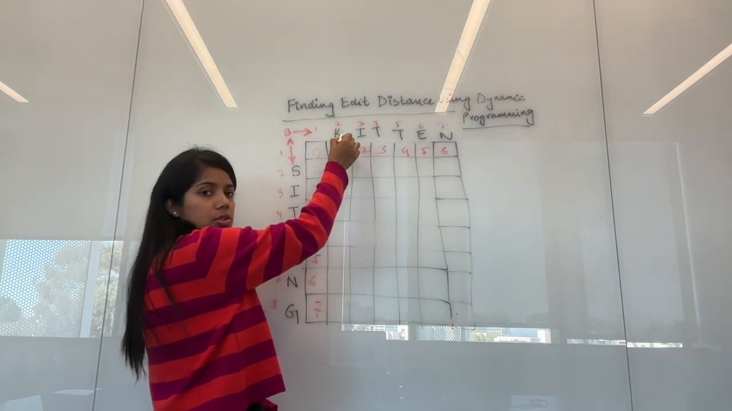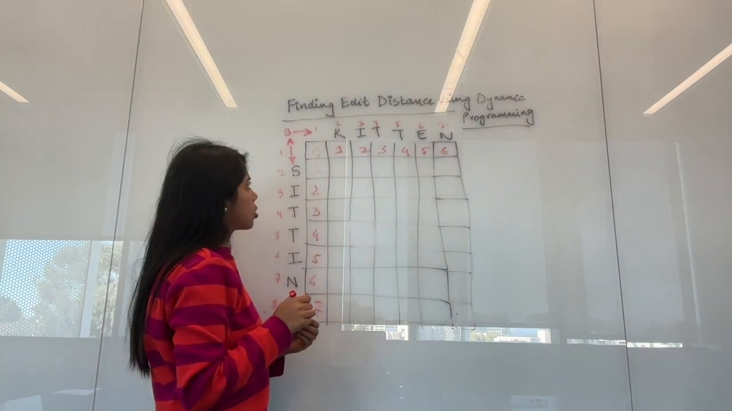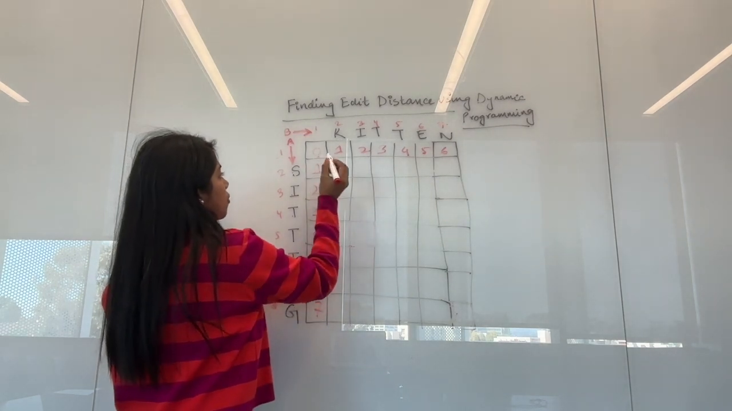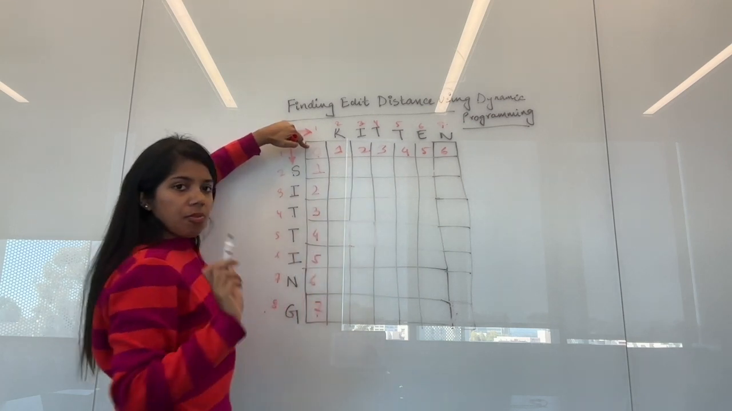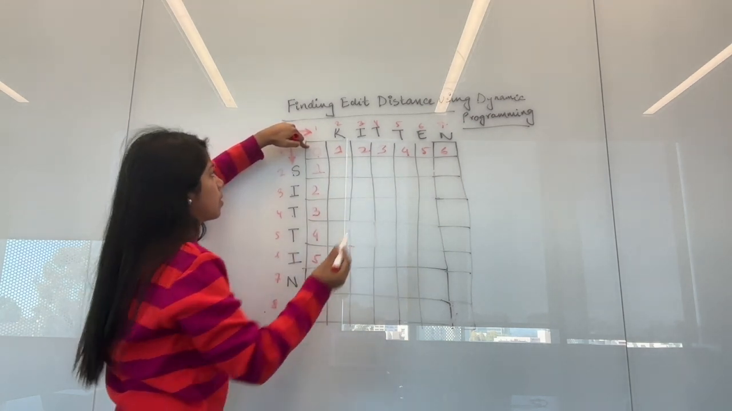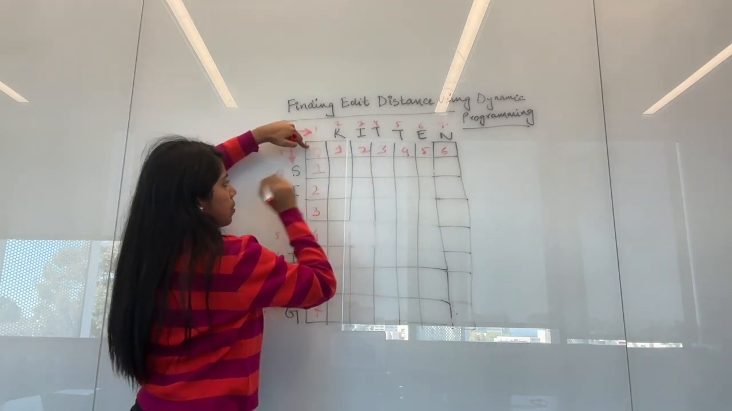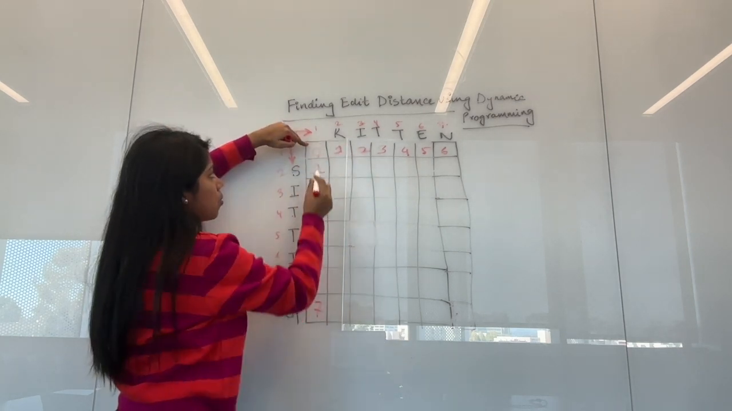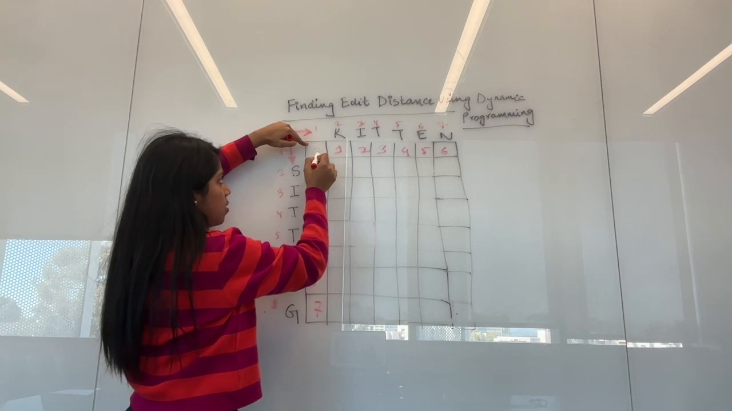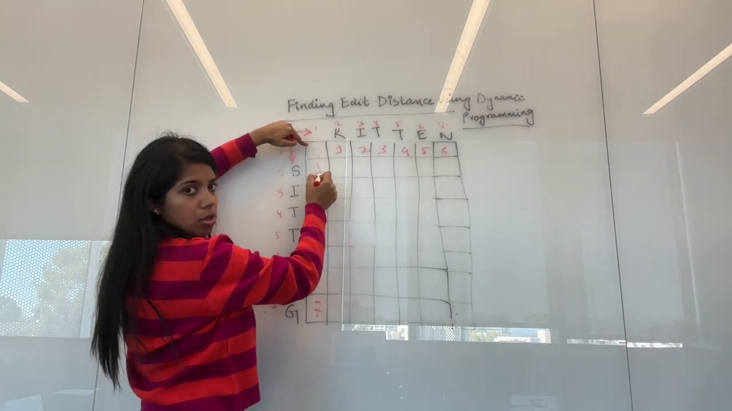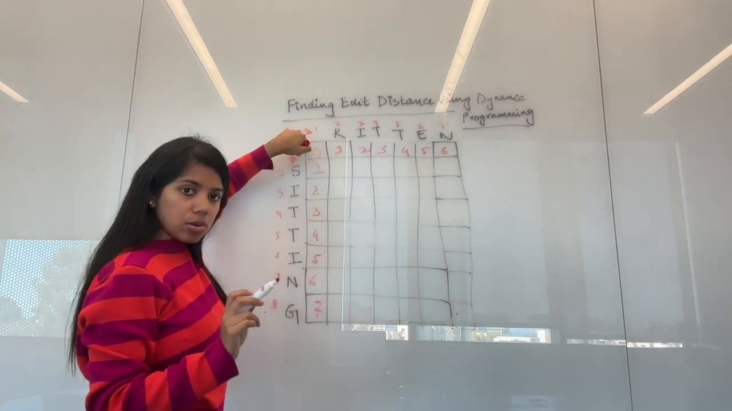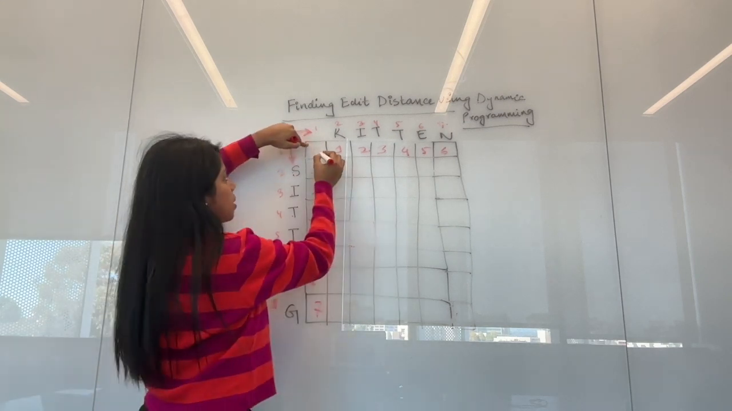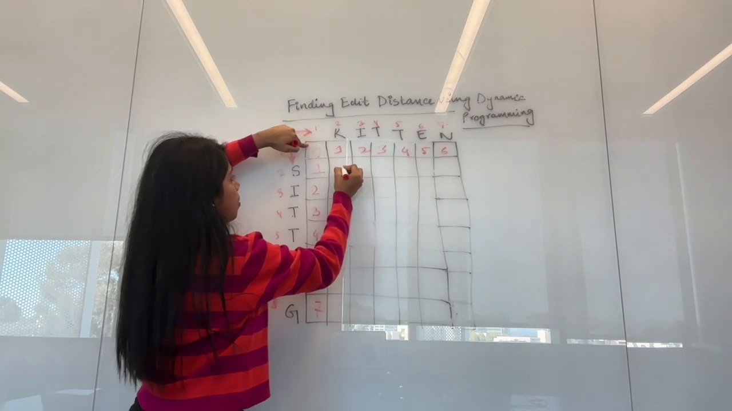They don't match. Because they don't match, we will find the minimum value from its neighboring cells. The neighboring cells that we will consider are up, left and diagonal. Now what is the minimum over here? The minimum value is 0 out of these 3. Whatever the minimum value from its neighboring cells is, we will add 1 to it. So this becomes 0 plus 1, which is 1.